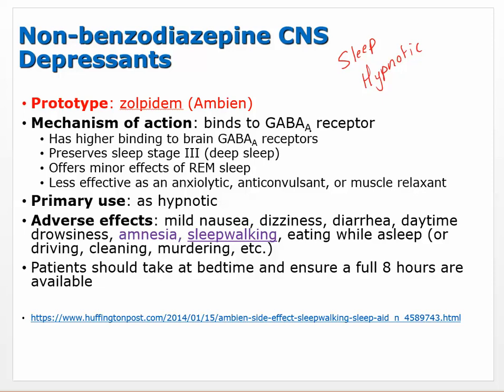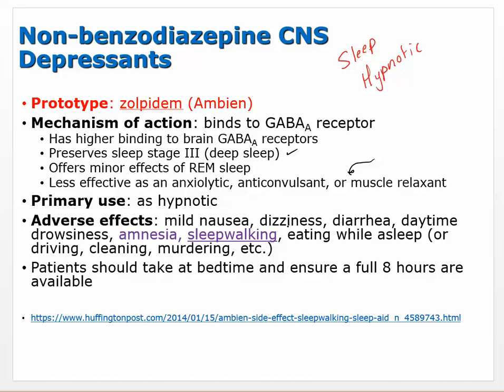It's interesting because it still binds to the GABA A receptor, has higher binding to brain GABA A receptors, and preserves sleep stage 3. That's from a study that looked at people taking this. They were in deep sleep longer, which is generally good. It has minor effects on REM sleep, which a lot of hypnotics don't have. It's less effective as an anxiolytic, anticonvulsant, or muscle relaxant, which is how it's different from a benzo. You can't just take Ambien or zolpidem as an anxiolytic. It's not really recommended for that. So its primary use is as a hypnotic.